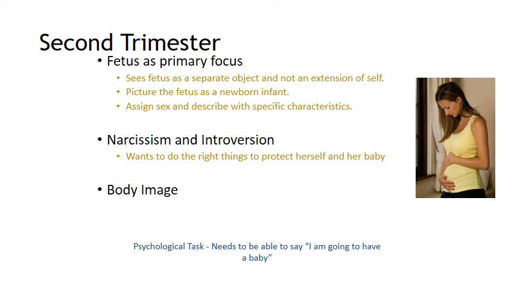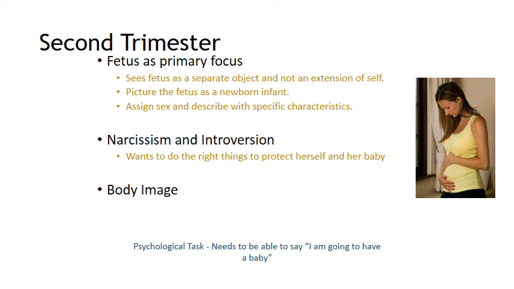In the second trimester, you'll find that the fetus is a primary focus. They see the fetus as a separate object and not as an extension of themselves. Some may have names for the baby. They may picture the fetus as the newborn infant. They may assign their own sex and describe it with specific characteristics, or they may find out the sex and say, oh, this is a boy. Some may hope, and just wait till the end of the pregnancy. So their psychosocial pregnancy adaptation is to be able to say, I'm going to have a baby. Pregnancy becomes real with a growing uterus and fetal movement.